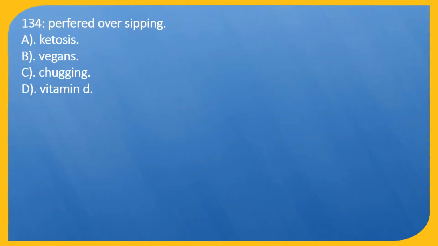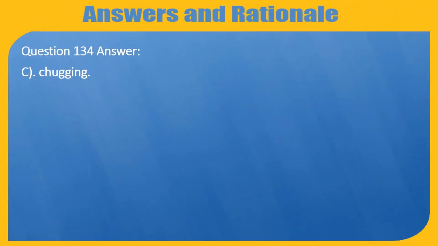Question 134. Preferred over sipping. A. Ketosis. B. Vegans. C. Chugging. D. Vitamin D. Question 134. Answer, C. Chugging.